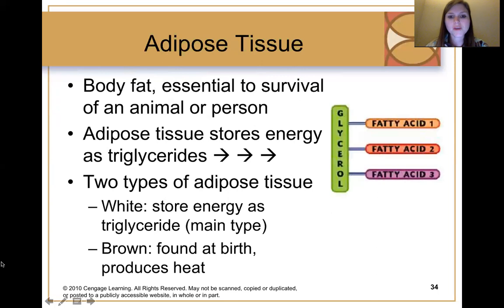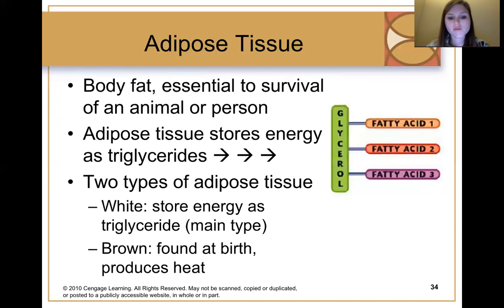So next we're going to talk about adipose tissue. Adipose tissue basically means fat tissue. Body fat is essential to the survival of an animal or person. I know that fat's not always thought of as good or essential, but it is essential to survival in certain amounts. So you don't want too much, obviously.